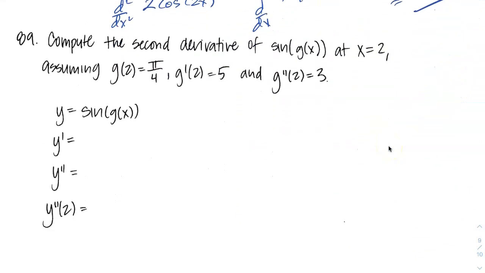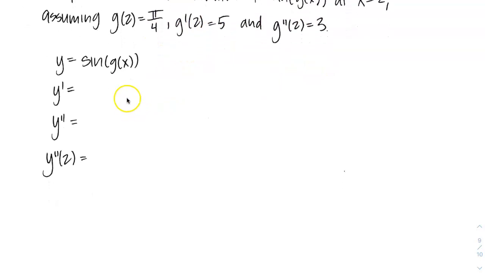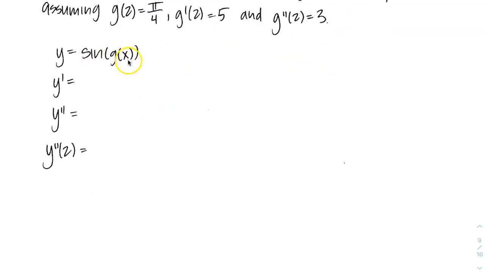Compute the second derivative of sine g of x at x equals 2, assuming g of 2 equals pi over 4, g prime of 2 equals 5, g double prime of 2 equals 3. So here's sine of g of x. So we just got to take a derivative. So remember, take the derivative of the outside. Derivative of sine is cosine. Leave the inside alone. Times by derivative of the inside. So like that. I gotta take a derivative one more time.